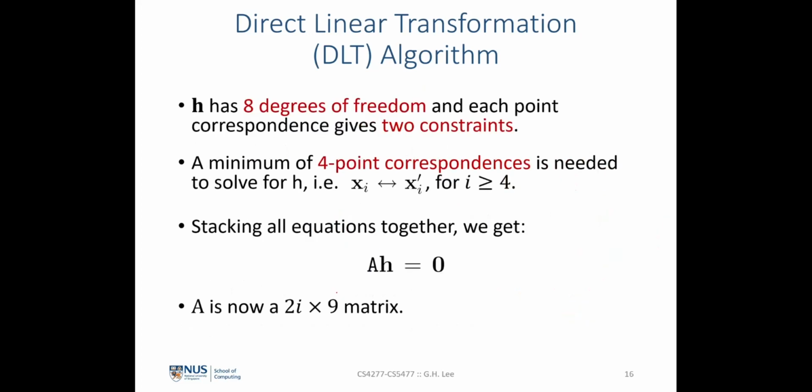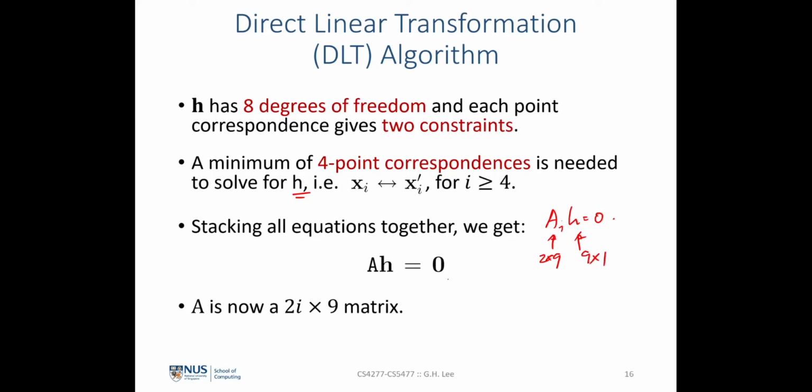And since h has 8 degrees of freedom, as I mentioned earlier, and each point correspondence gives 2 constraints, this means that a minimum of 4 point correspondences is needed to solve for the 9 by 1 vector h, where each point correspondence is denoted as x_i and x_i prime over here. Each point correspondence gives me A_i h equals 0, where this is a 2 by 9 matrix, and this guy over here is a 9 by 1 vector.